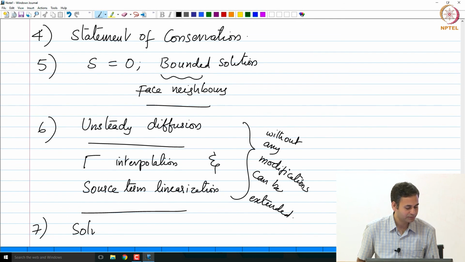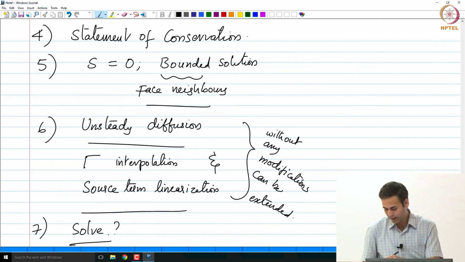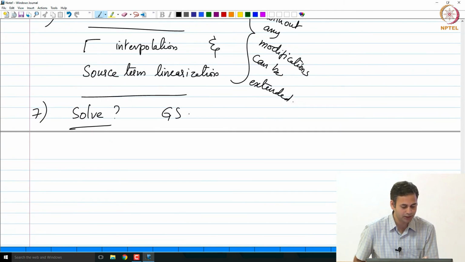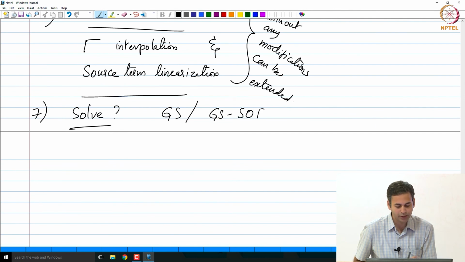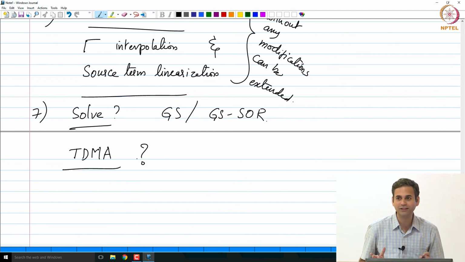How do you solve it? We got a system of linear equations. What method would you use to solve this? Let us say this is unstructured to begin with. Can we use Gauss-Seidel? Yes, we can use it. You can use Gauss-Seidel or Gauss-Seidel successive over relaxation. What about TDMA or line by line TDMA? Can you use this? No, we do not have a structure. So, we cannot use line by line TDMA, but of course, you can create some kind of a virtual line and probably do it. But the preferred method is Gauss-Seidel if you have unstructured meshes.